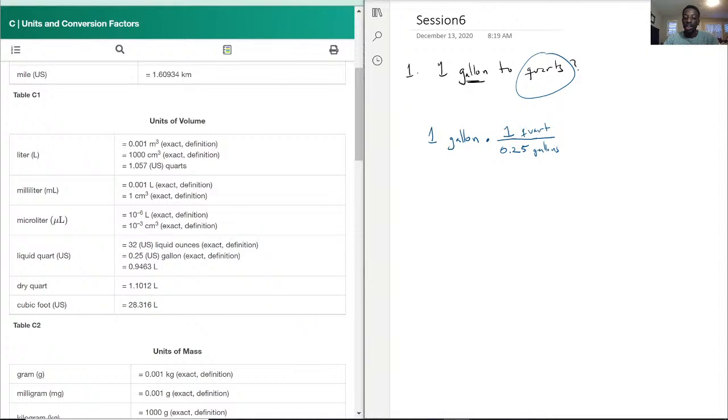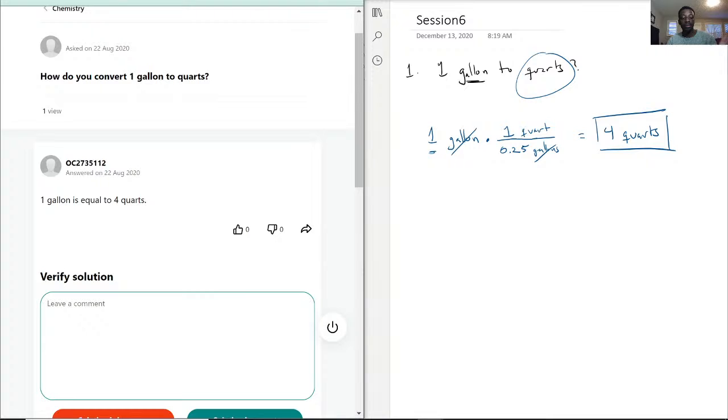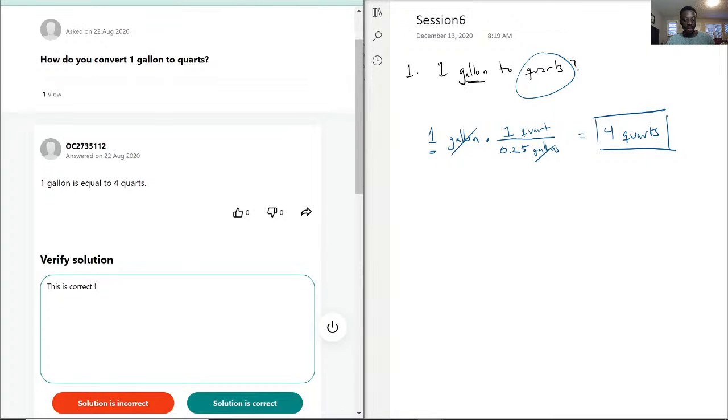So with that being said, it means that for this 1 gallon, we're going to divide it by 0.25 to get the answer, and you'll see that it's actually 4 quarts. So there are actually 4 quarts in a gallon, assuming that this is what they're referring to. So with that being said, this is correct.